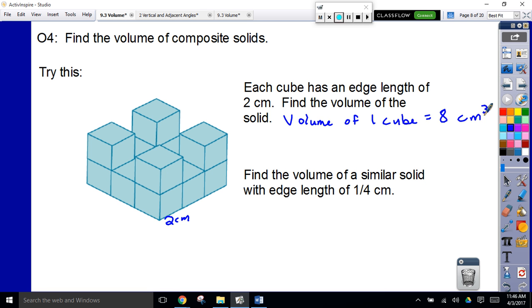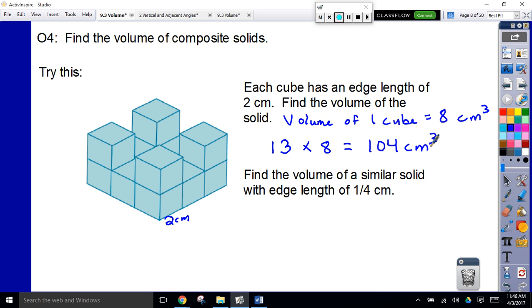13 is the total, yeah. You're getting the total. So we'd have 9 in the base, 3 times 3 is 9, plus we have these 4 sitting on top. So we have 13 cubes. So 13 cubes times the volume of one cube is what? 13 times 8. Trey? 104. Good. It's 104 cubic centimeters.